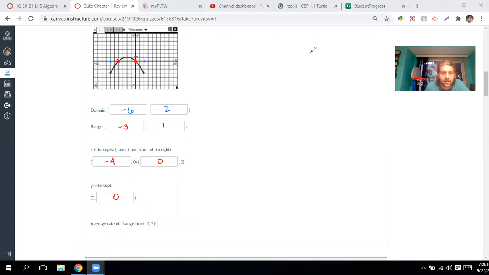Then, next question, what's the average rate of change from 0 to 2? Well, from 0, it's at 0, and at 2, it's down at -3, so this is going down 3 over 2. So you could probably type in -3 over 2 as a fraction. If you want to put -1.5 as a decimal, I believe I've coded this to accept both of those answers.